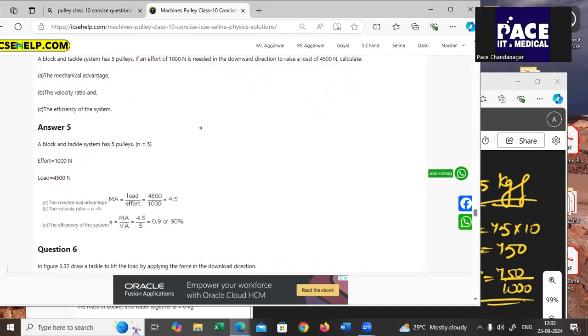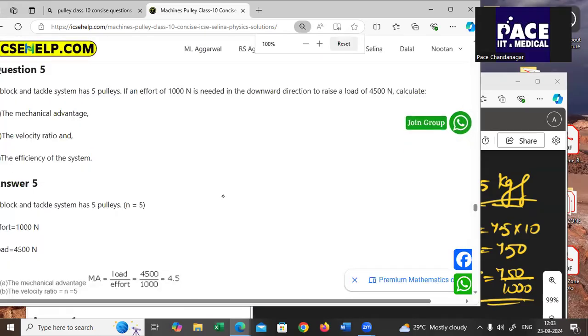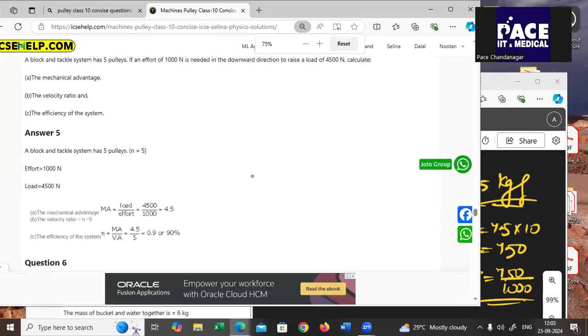So effort is equal to 1000 newtons, which is given to you. Load is given to you as 4500, and mechanical advantage is nothing but load by effort. Load is 4500 by 1000, which is 4.5, and velocity ratio is 5 because 5 pulleys are being used here. A 5 pulley system is being used.